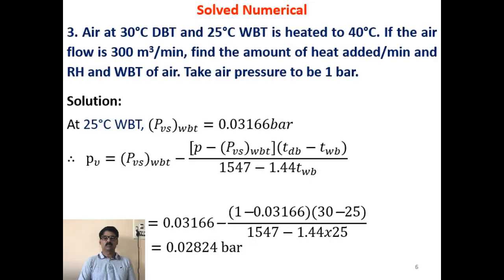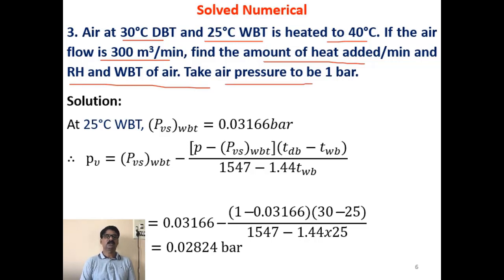Now let us solve one more problem. Air at 30 degrees Celsius DBT, 25 degrees Celsius WBT is heated to 40 degrees Celsius. If the airflow is 300 meter cube per minute, find the amount of heat added per minute, RH and WBT of air. Take air pressure to be 1 bar. So here the initial condition of air is given, which is 30 degrees Celsius DBT and 25 degrees Celsius WBT.